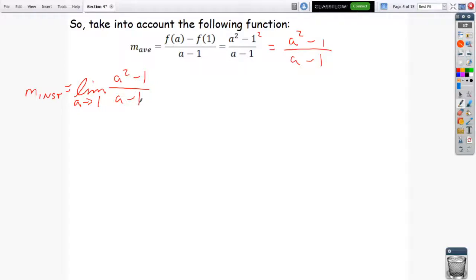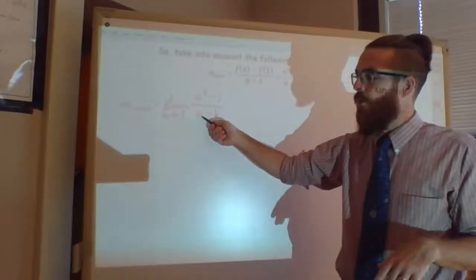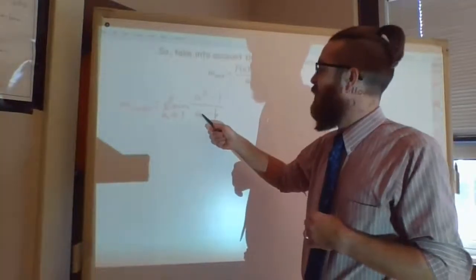that would be equal to the limit as a approaches 1 of a squared minus 1 over a minus 1. And ideally, we would hope that direct substitution would work, but we've already tried the direct substitution. So we've got 1 squared minus 1, 0, over 1 minus 1, 0.